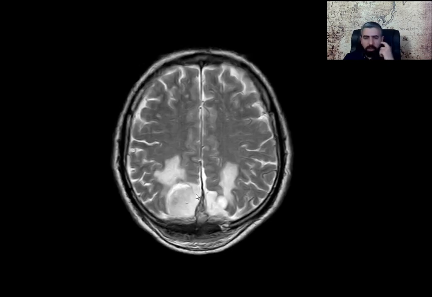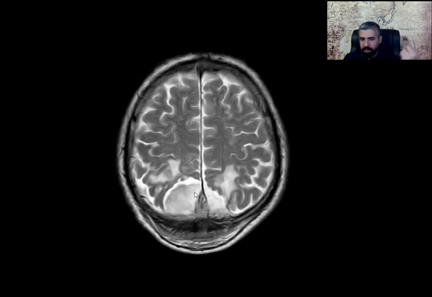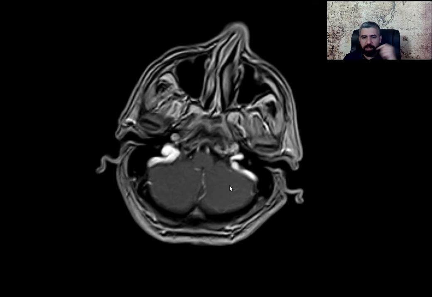Now, what should we do next? I think obviously, as in any intracranial mass, or in fact any mass, we need to give contrast to see what pattern of contrast enhancement the lesion will show. So what do you think will happen? What kind of contrast enhancement will happen in this lesion?